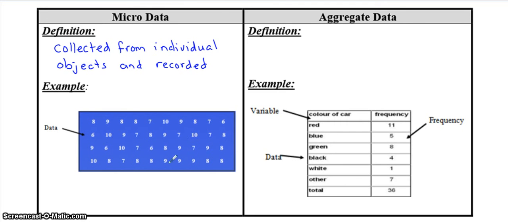When you take this microdata and you combine it and organize it into a table like this, or some sort of graph, that is what makes it aggregate data.